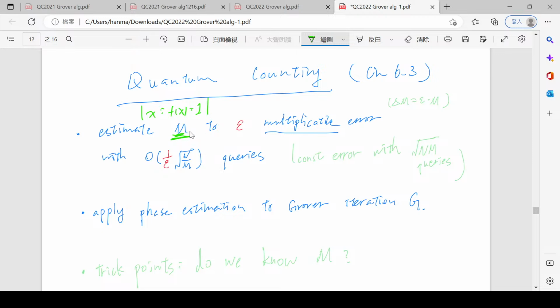And okay, but as we will see, if you want to calculate the m exactly, it's very hard. So we allow an approximation factor. So we allow the algorithm to have an error in this m, and we call it epsilon, and it's a multiplicative error. So if you want to calculate the additive error delta m, that's epsilon times m. And we'll show that this is possible with order 1 over epsilon times square root of n over m queries.